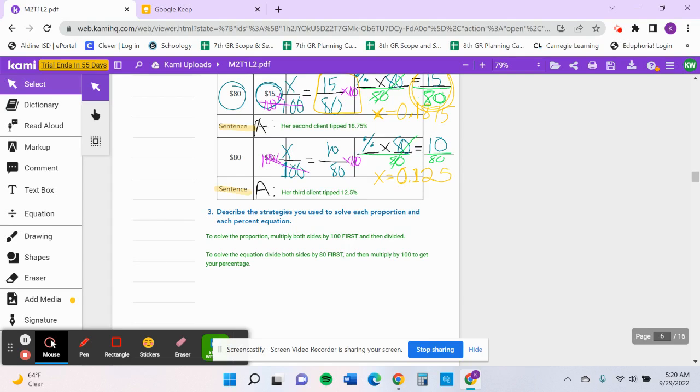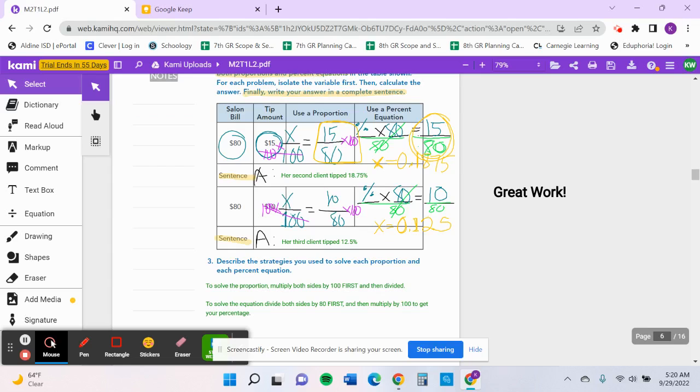To solve the proportion, you multiply both sides by 100 first, just like Skylar did in her worked example, and then divide. To solve the equation, you divide both sides by 80 first to isolate the variable, and then multiply to get your percent. And that concludes this activity.